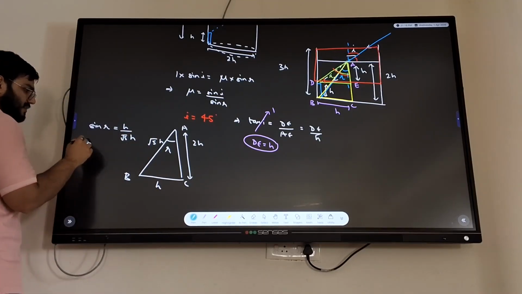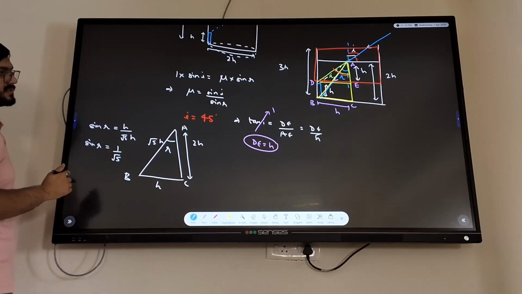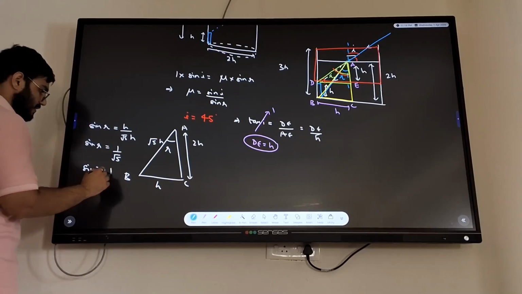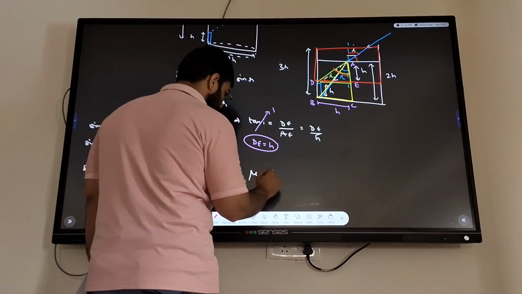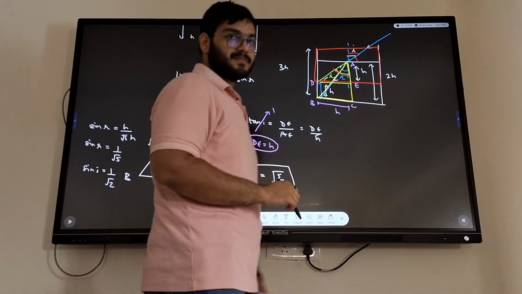Then what is sine R? 1 by root 5. What was sine I? 1 by root 2. Then can you tell me what is mu? Root 5 by root 2. Do you get this?